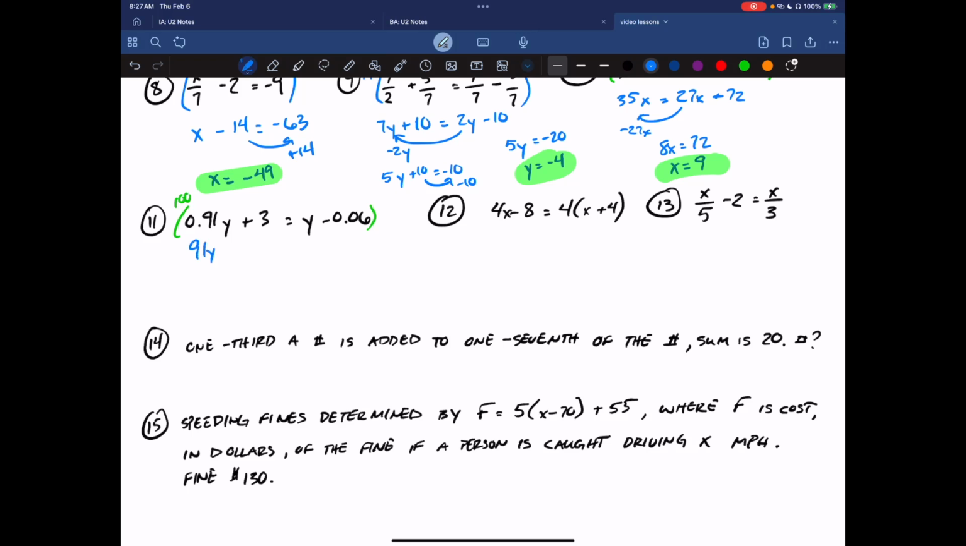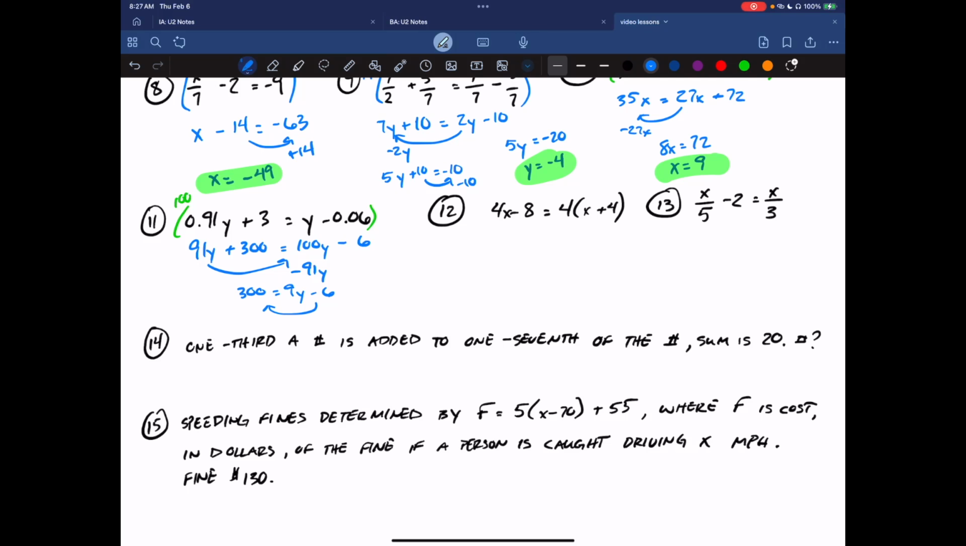All right, it's going to make this 91y plus 300 equals 100y minus 6. All right, don't fret. We have calculators for a reason. All right, let's handle big numbers. Okay, so I'm going to move this over here, minus 91y. So it's going to be 300 equals 9y minus 6. I'm going to add the 6 to the other side. So that's going to give you 306 equals 9y. And so y equals 34.